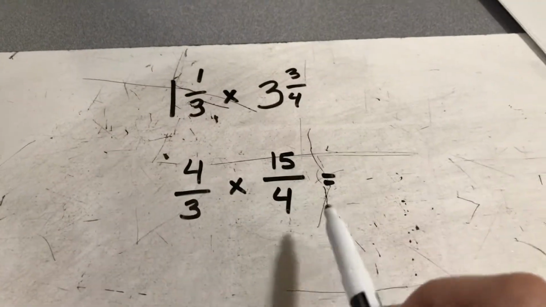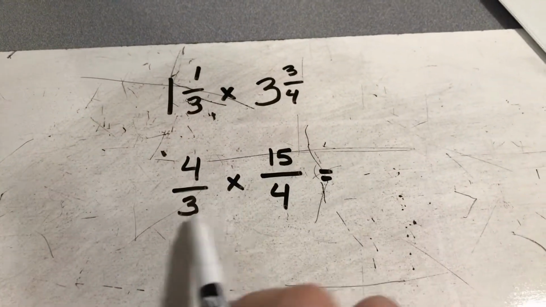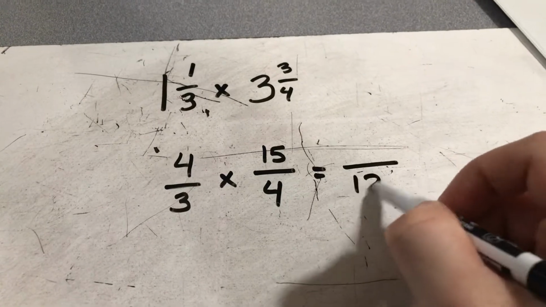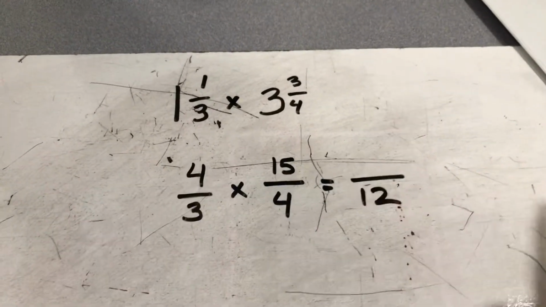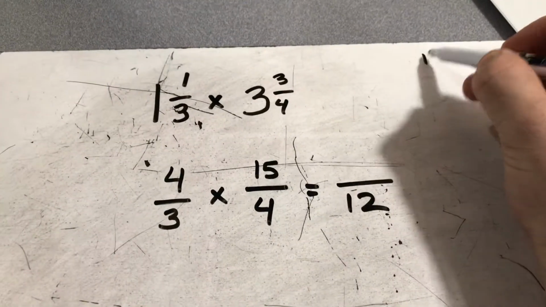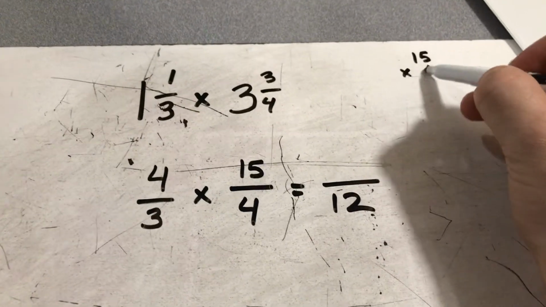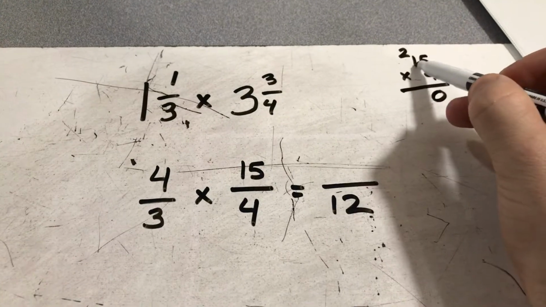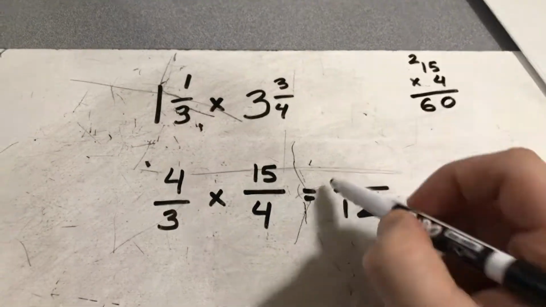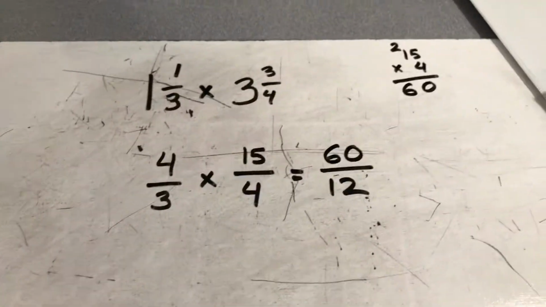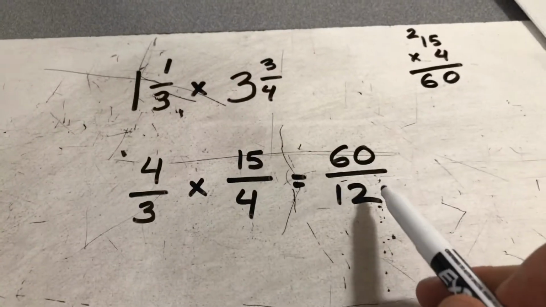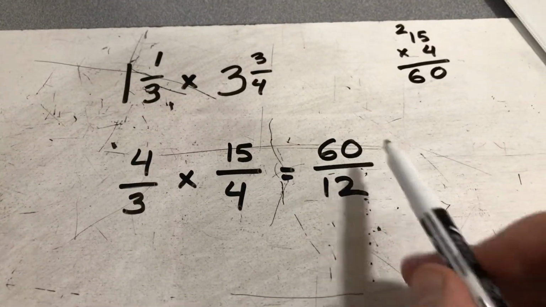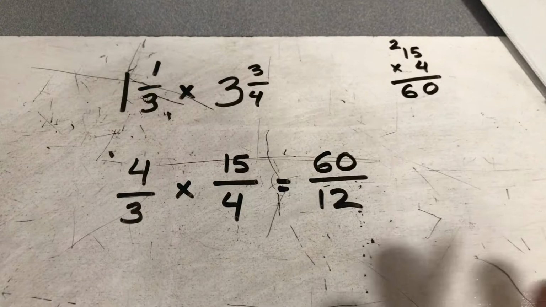Now you'll multiply straight across. Let's do the easy one first. 3 times 4 is 12. 4 times 15, I don't know. Let's look over here. 15 times 4, 20. 4 times 1 plus 2 is 6. So you get 60. Now, you have 60/12. Your answer needs to be a whole number or a mixed number.